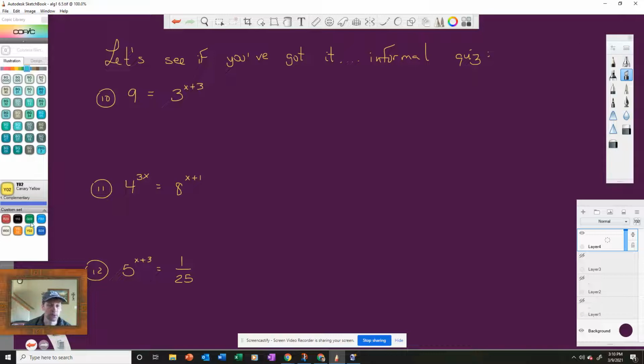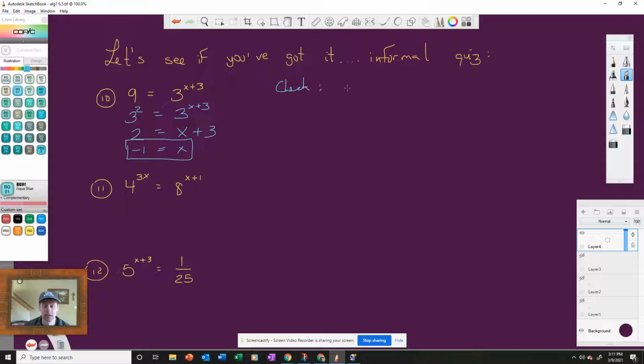Okay, so here is what you should have done, and I hope you did. On this first one, I'm going to change 9 to 3 squared to get a common base. Now, since the bases are the same, the exponents must be the same. Now, subtracting 3 from both sides, I get x equals negative 1. You good? Awesome. You can check it.